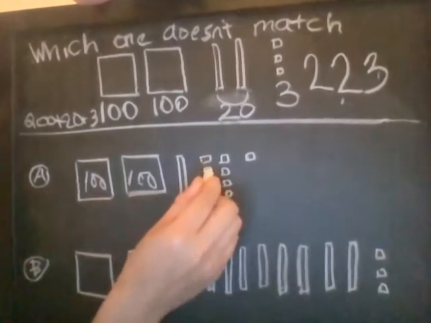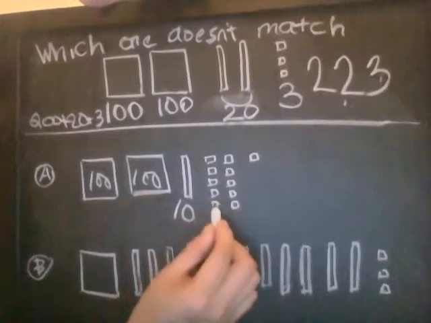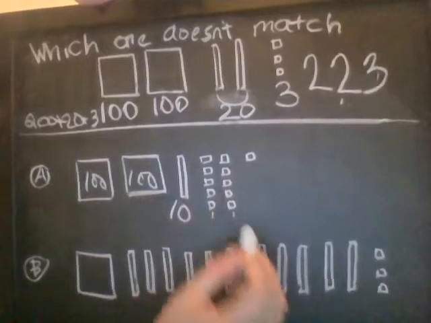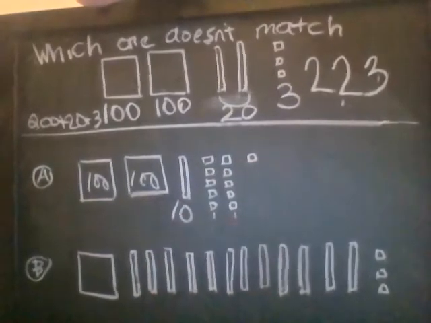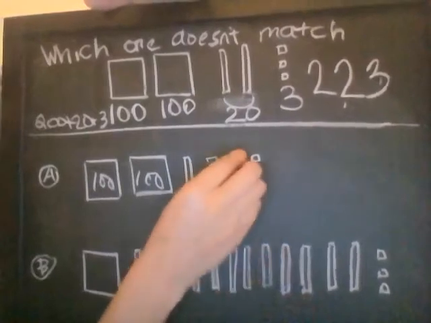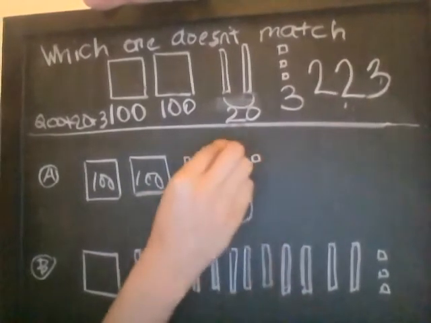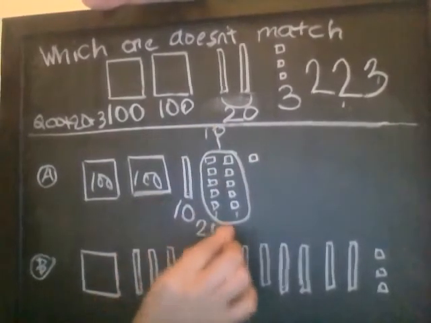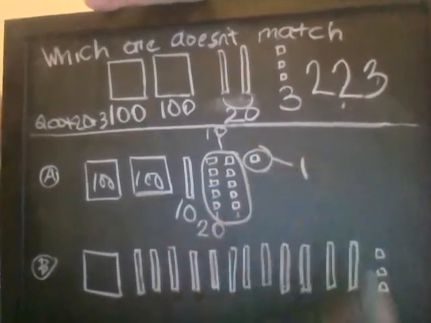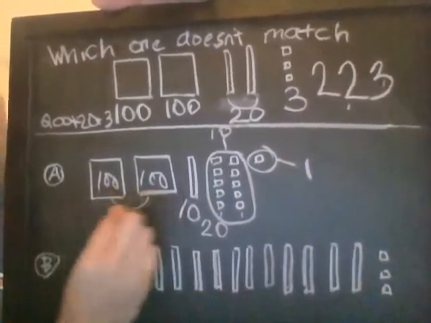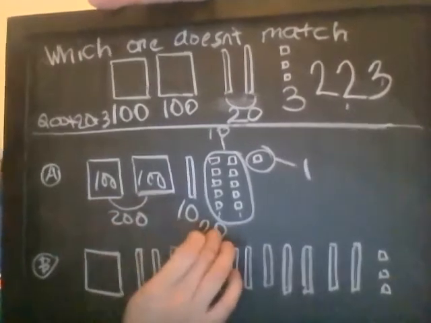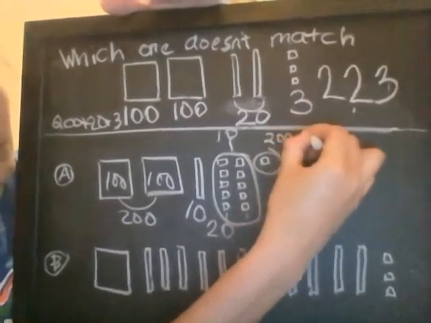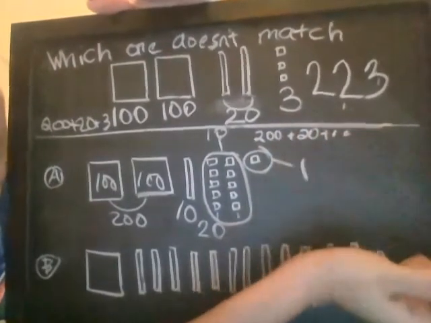Let's count them. 1, 2, 3, 4, 5. If this is 5, that must be 5, 6, 7, 8, 9, 10. 5 plus 5 is 10. And then we have that one more, which makes it 11. But what I'm going to do with this is group it. That makes a 10 bar. Okay, so we have 10 plus 10, which is actually going to end up being 20. And then we have what left over? 1. So we have 100 plus 100 is 200, plus the 20, plus the 1. So our expanded notation would be 200 plus 20 plus 1, which is what?